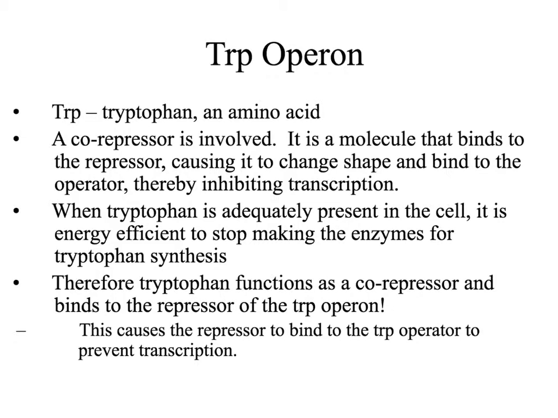When tryptophan is adequately present in the cell, it is energy efficient to stop making the enzymes for tryptophan synthesis. So if the cell has enough tryptophan, it's going to stop making the enzymes to make more tryptophan. So it's controlling it. Therefore, tryptophan functions as a co-repressor and binds to the repressor of the Trp operon. This causes the repressor to bind to the Trp operator to prevent transcription. So I know this is very wordy, but let's look at the picture.